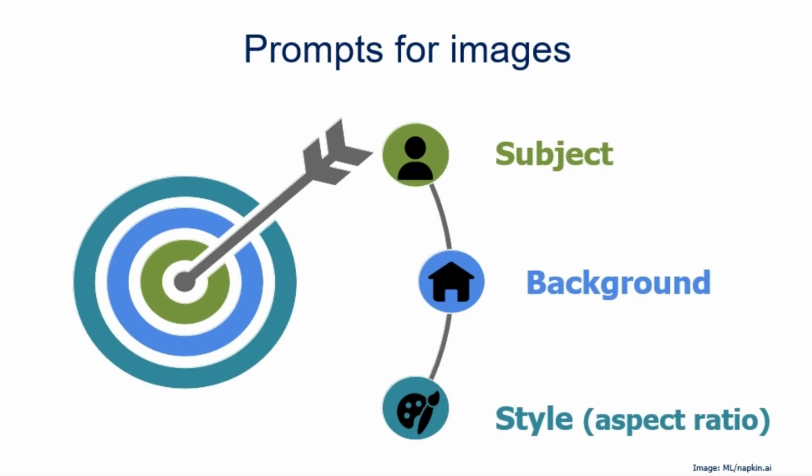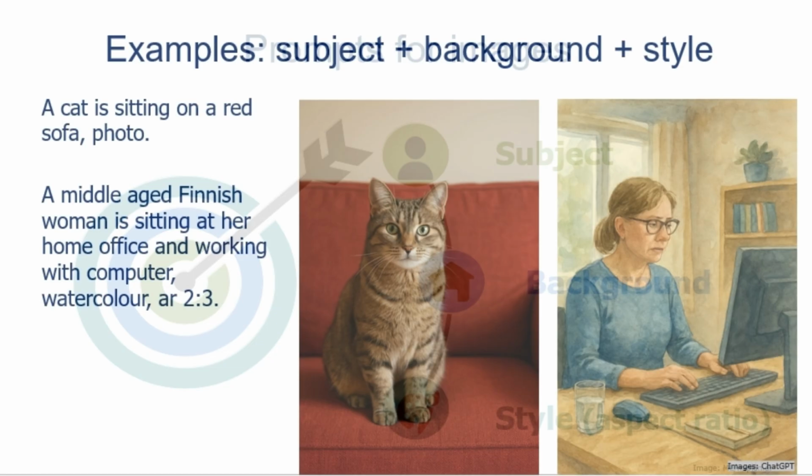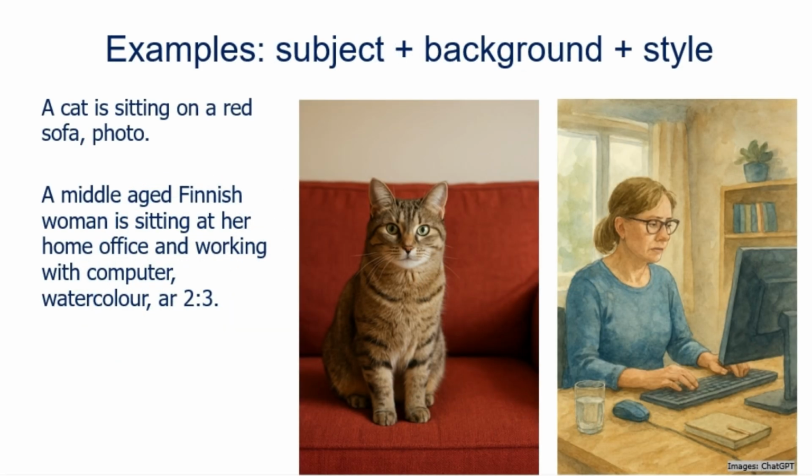When you are generating images, the main themes are that you should name the subject in the picture, the background, and then the style. And you can also mention the aspect ratio if you want to have images for PowerPoint or Instagram. They need to have a certain aspect ratio there. And here are 2 examples. How does it work? For example, a cat is sitting on a red sofa, photo. So that's how it creates. There's a subject, a background, and a style.